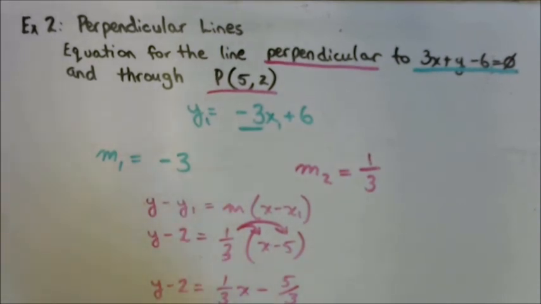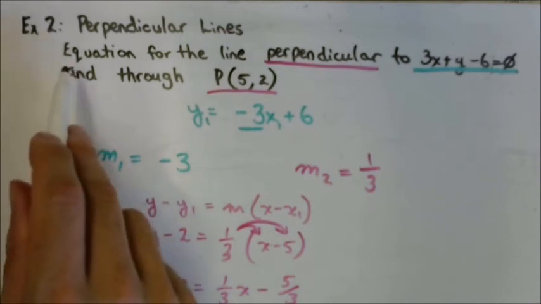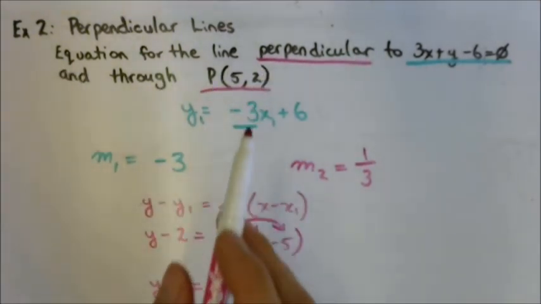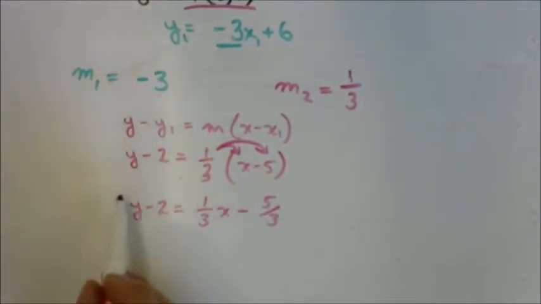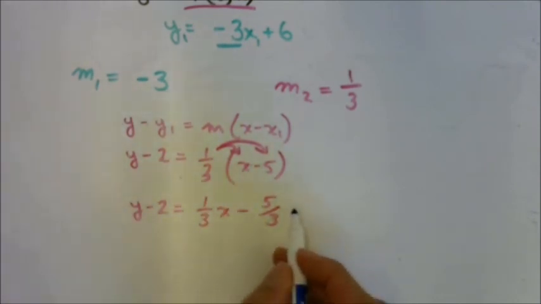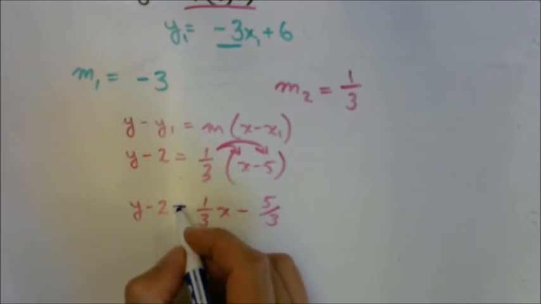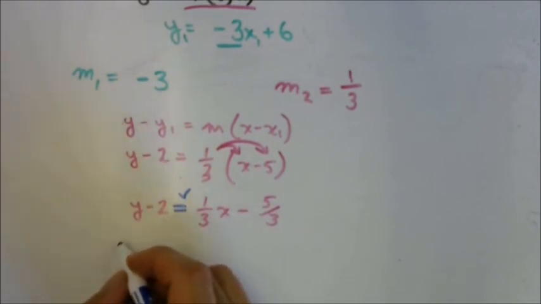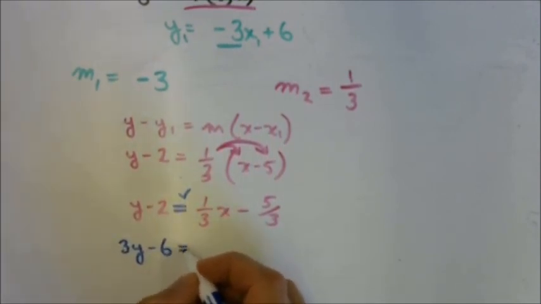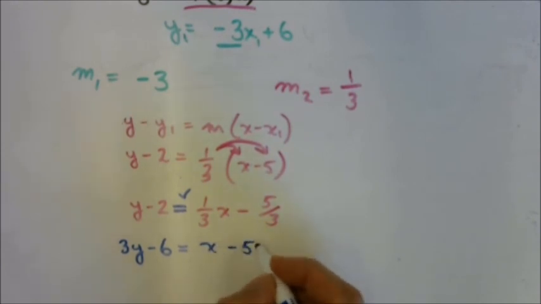Now, it doesn't say what form I need to write the equation in. It just says I need an equation of the line that's perpendicular. Sometimes working with fractions is difficult, so what can I do to eliminate the fractions in this equation? I can use an equivalent equation and multiply all of the terms in this equation by 3. Then this equals will still be true, and I won't have changed a thing. It will represent the same line. It's an equivalent equation. So I'm going to multiply all the terms by 3. We're going to be left with 3y minus 6 is equal to x minus 5.